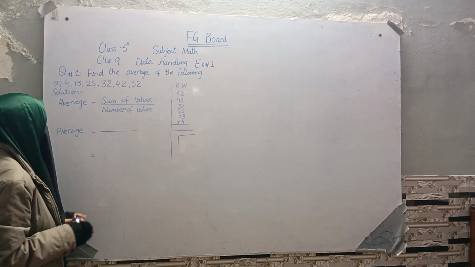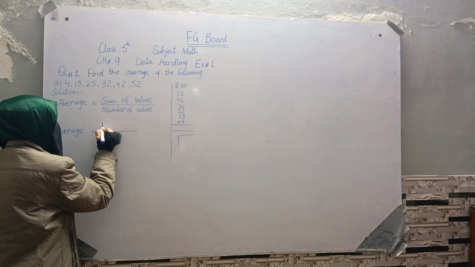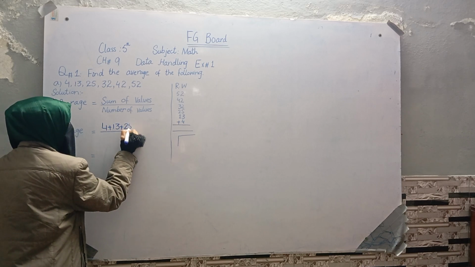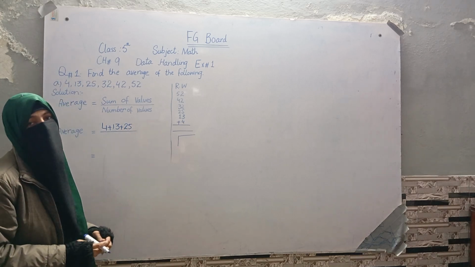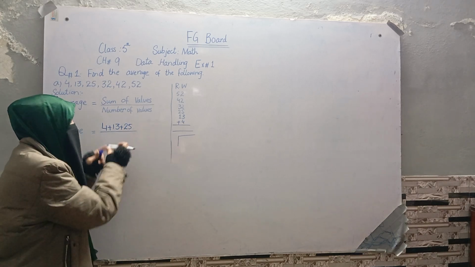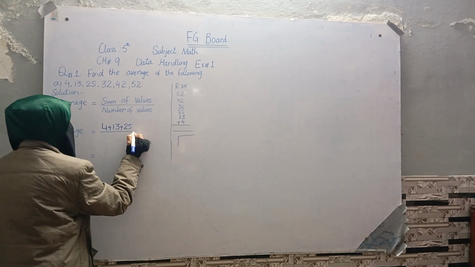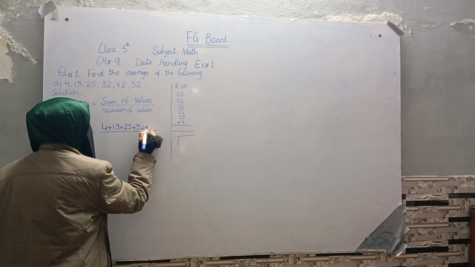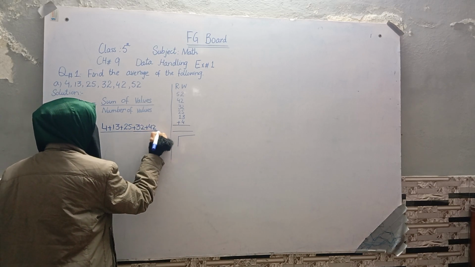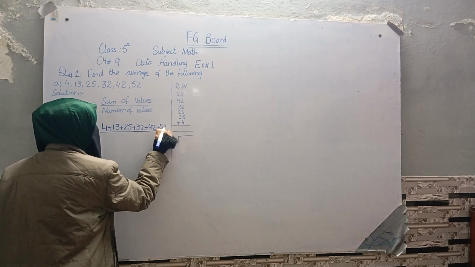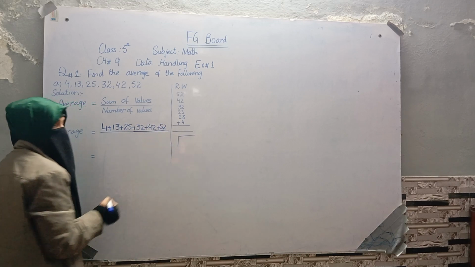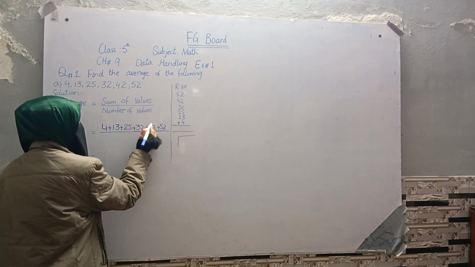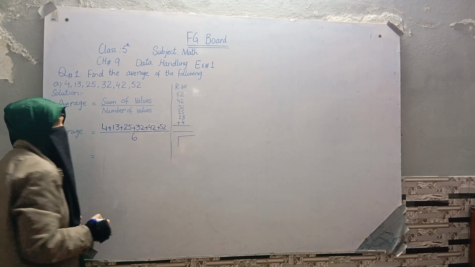So here we are taking average. I write 4 plus 13 plus 25. We do not put the comma; mostly students put the comma between these values. So now plus 32 plus 42 and here plus 52. And now we count how many values are these: 1, 2, 3, 4, 5 and 6. Total values are 6.